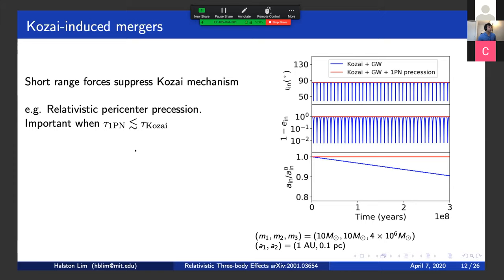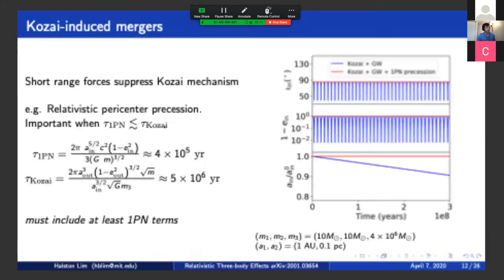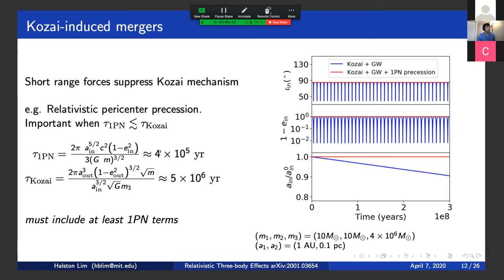So you can estimate the timescale for the 1PN precession and compare it with the timescale for the Kozai effect. And you find that, at least for these parameters, the timescale for the precession is shorter than the Kozai effect. And so in this system, we would need to at least include 1PN terms to get an accurate picture.